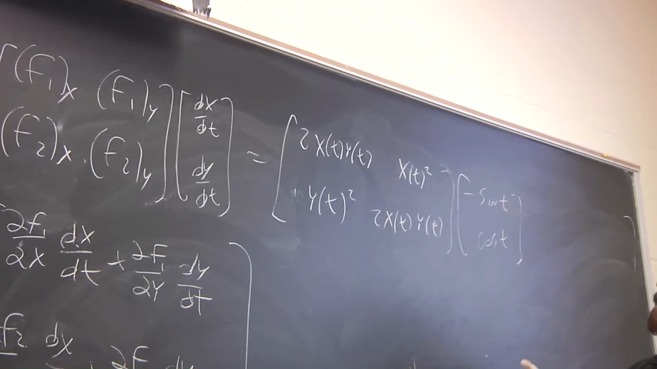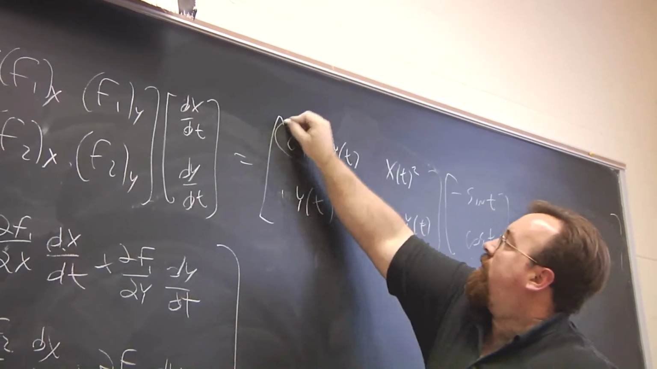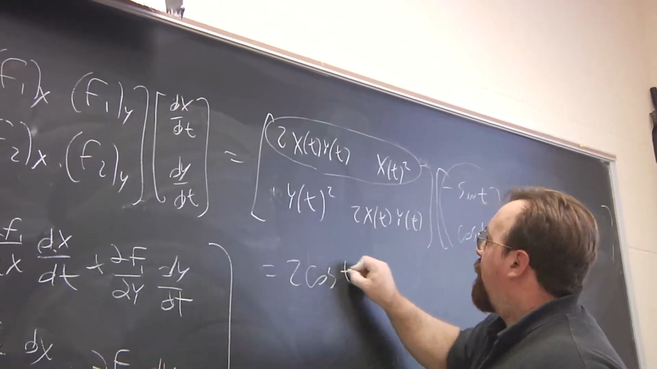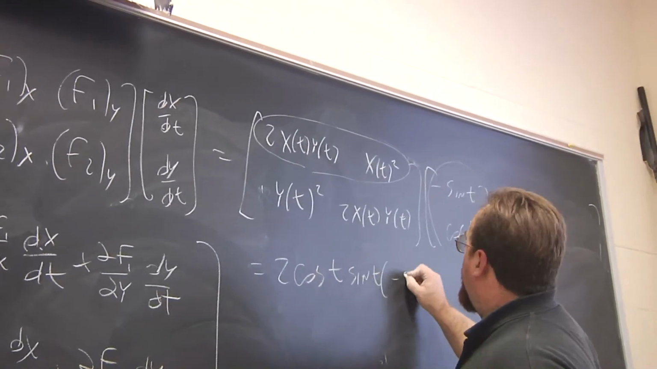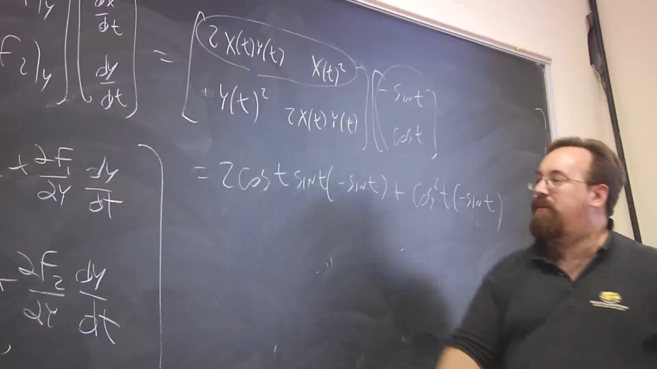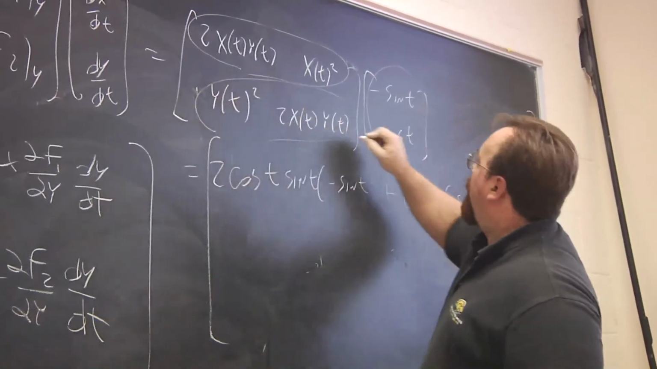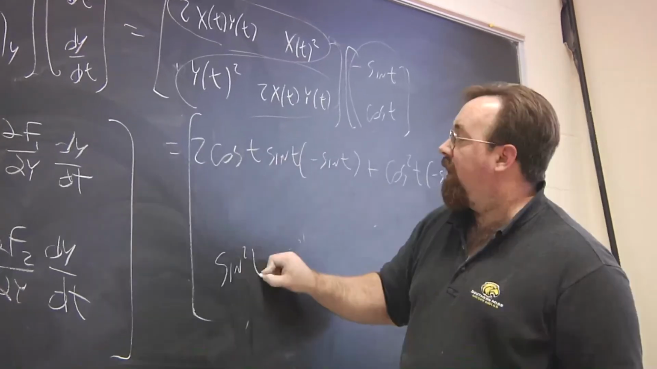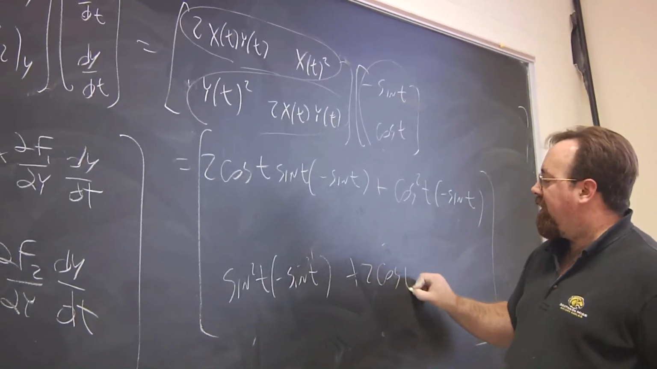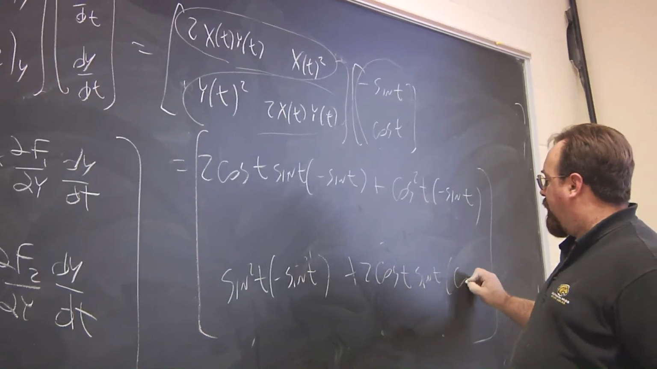So now we can carry out this multiplication. We have this row dot product with this one and only column. So we'll have 2 cosine t sine t times minus sine t plus cosine squared t times cosine t. So that's the first component. The other component, we take this row dot product with this column. So we have sine squared t times minus sine t plus 2 cosine t sine t times cosine t.